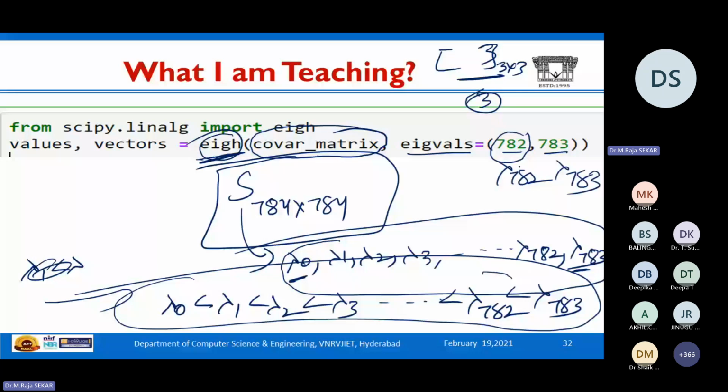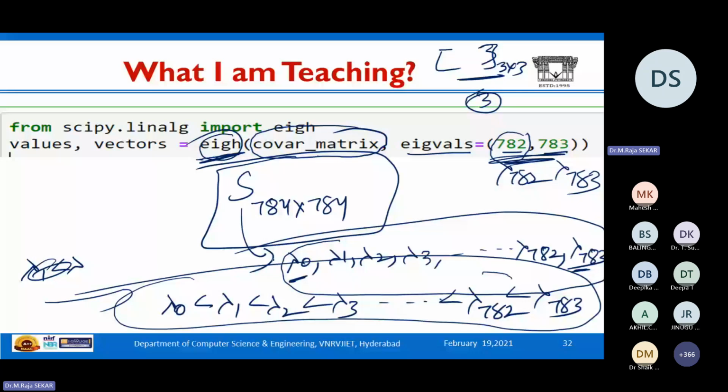Why are you asking for only 2 eigenvalues? My intention is to reduce to 2D. Isn't that important? That's why I'm taking 2 eigenvalues. If I would like to convert into 3D, I would have told you 781, 782, 783. If it is 4-dimensional, you can extend it, isn't it?